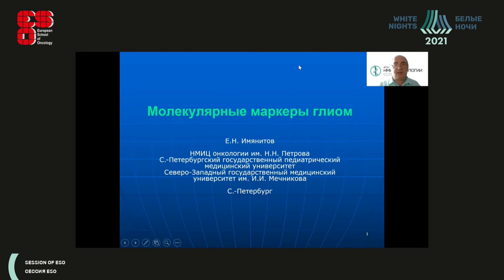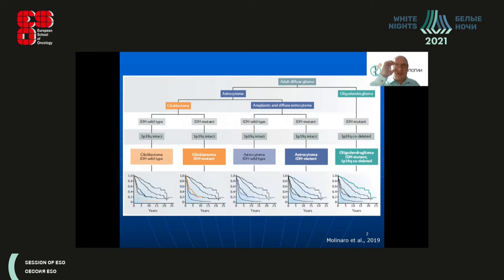Good afternoon. So if we speak about molecular markers of gliomas, we should first and foremost say that in terms of brain tumors, for the first time, as a matter of fact, in the deep morphological diagnosis of brain tumors, we incorporated molecular markers. What are gliomas? Gliomas, by definition, are neuroglia tumors. That means tumors of the cells which are surrounding and adjacent to neurons.